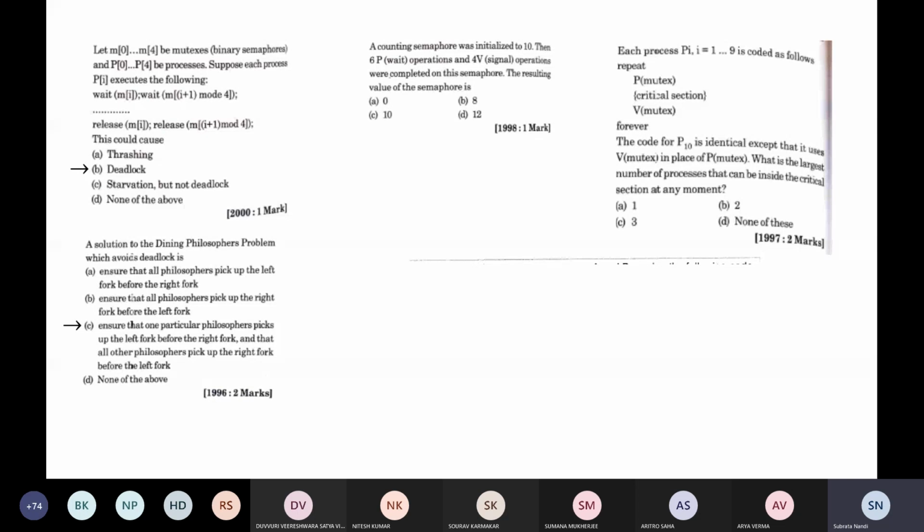Okay, so this thrashing is probably not a related choice at all, but still it was just added as an option here. So what about the next two? What will be the answer for the next two questions?